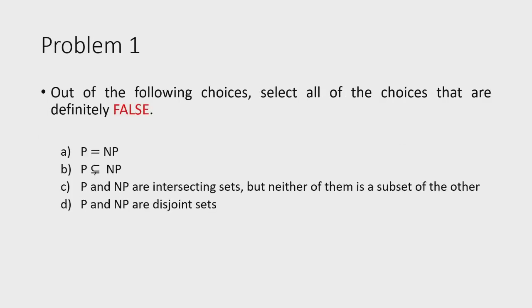Okay. Let's start with the problems. The first problem is the following. Out of the following choices, select all the choices that are definitely false, that is, known to be false. The options are P equals NP.